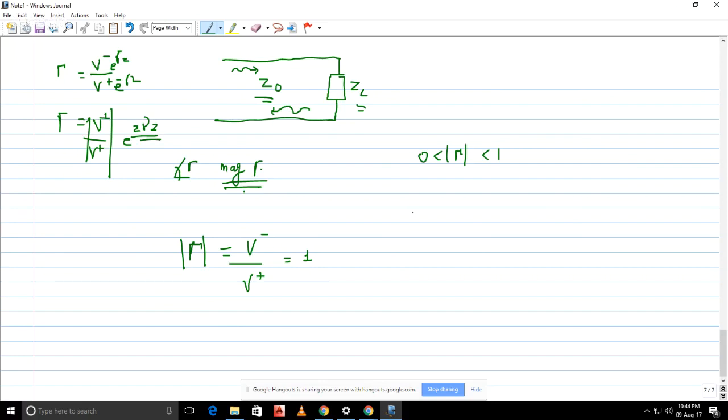What is the phase? The phase will vary up to 2 pi. Correct? Here the phase value is given as 2 gamma z equals 2 pi, because the phase maximum can go up to 2 pi. On a circle, if you move around it, it will give a maximum phase of 2 pi. If you consider the lossless case, gamma becomes j beta, so that gives j beta z equals 2 pi.